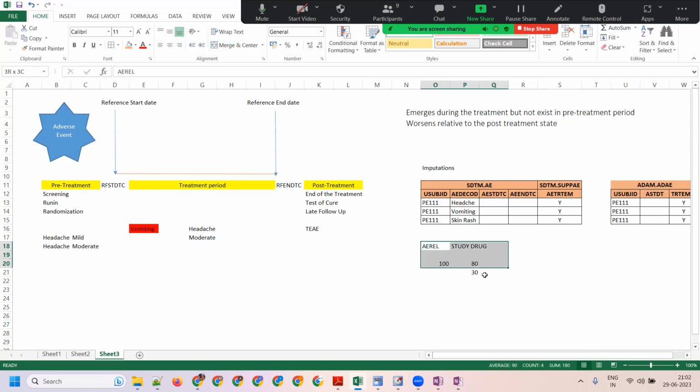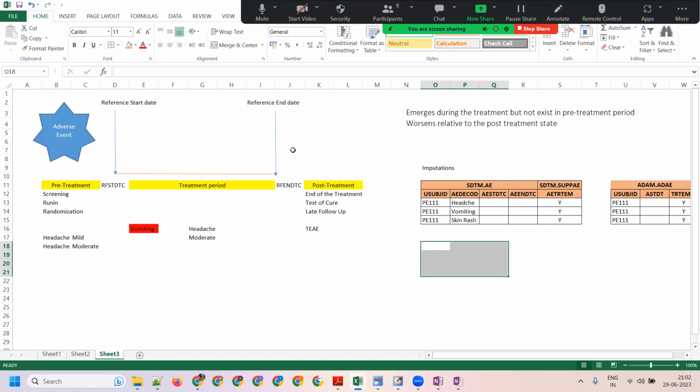Okay, AE REL will not be sufficient there. There are a lot of scenarios where REL says undetermined or not relatable, right? But your emergent flag is going to be yes for that. There are a lot of scenarios. Any other questions?